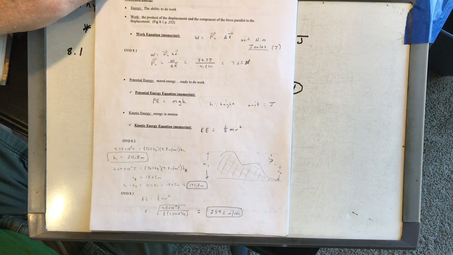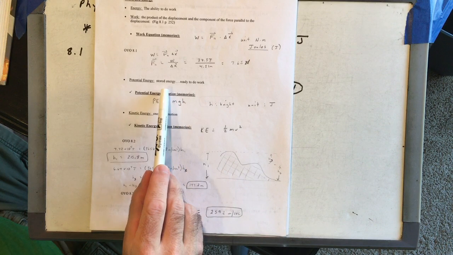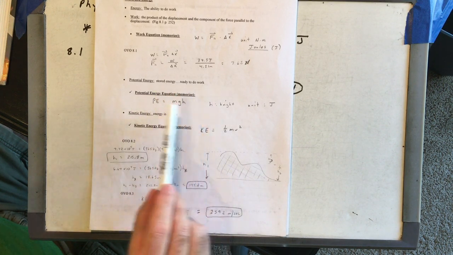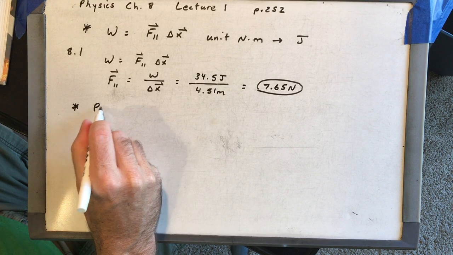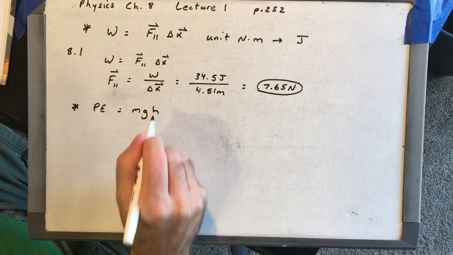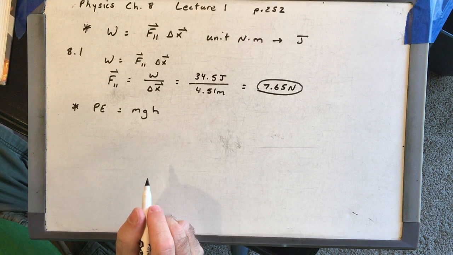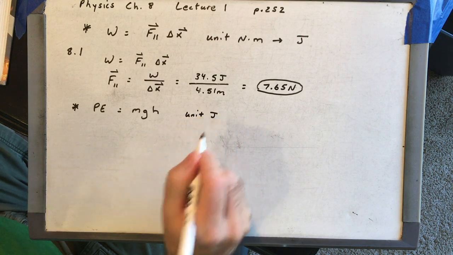Going back to maybe middle school science, you probably talked about potential energy. I know we did in chemistry also a little bit. It's stored energy, but it's not in motion. So the potential energy equation, you'll need to memorize this and you'll use it a lot. Potential energy is mass times gravity times height, mgh. The unit for that is also joules.